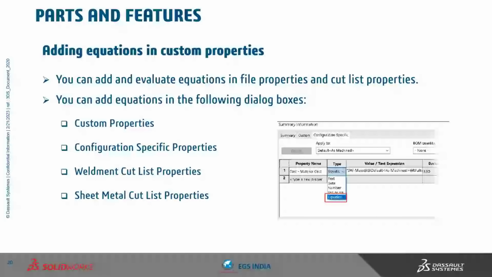Now we move on to adding equation in custom property. Adding equation in custom property was not possible in older versions of SolidWorks. Now SolidWorks accepts the user's info, and it has been enabled in the custom property, where you can add a global variable equation in the following dialog boxes: custom property, configuration specific property, weldment cut list, and sheet metal cut list.